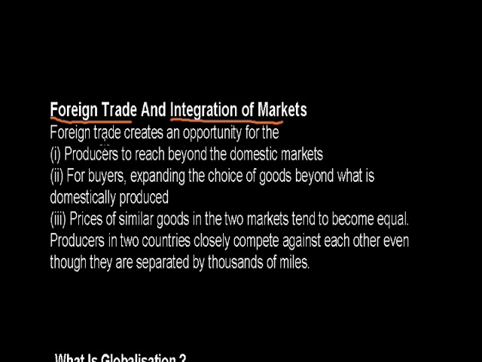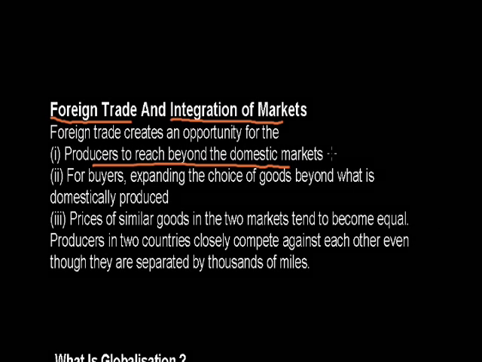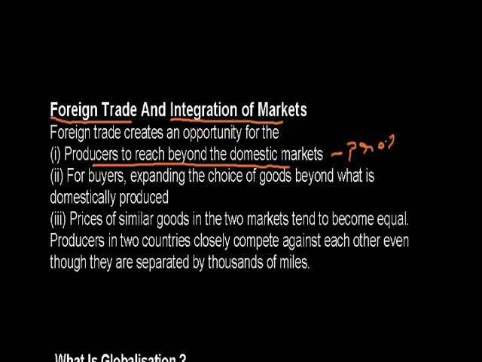Foreign trade creates an opportunity for the producers to reach beyond the domestic market. Now the question which will come in your mind is why the producers will try to reach beyond the domestic market. Where you like to sell your product? You like to sell your product at a place which will give you maximum profit. If you are producing your product in a country like India, but you are not earning your profit in India, on the other hand, you can earn your profit in a country like Canada. You like to sell your product in Canada. So the foreign trade provides you an opportunity that you can take your product from India and can sell it in Canada. Because you are a private sector, because you want to earn profit, you will do the thing. And the foreign trade provides you an opportunity.